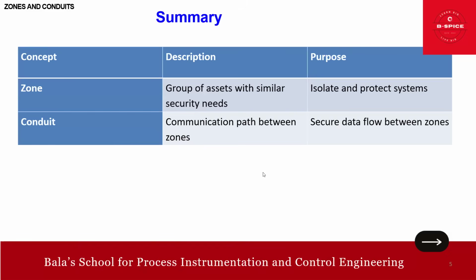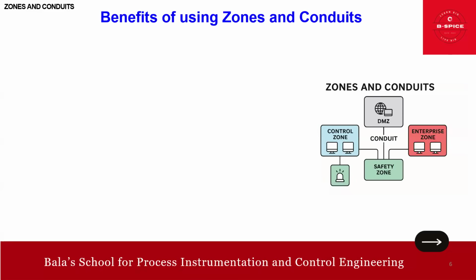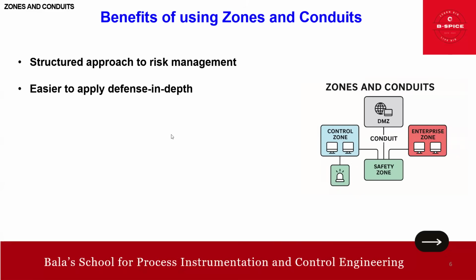Okay. Summary. Concept, zone and conduit. Zone is, again, as I said earlier, a group of assets with similar security needs. And the purpose is to isolate and protect the system. Conduit is a communication path between zones. It secures data flow between zones. Okay. Now we see the benefits of using zones and conduits. Of course, a structured approach to risk management, and it is easier to apply defense in depth. This is what I highlighted.